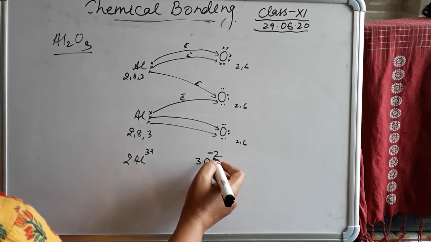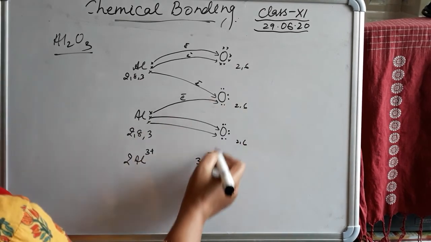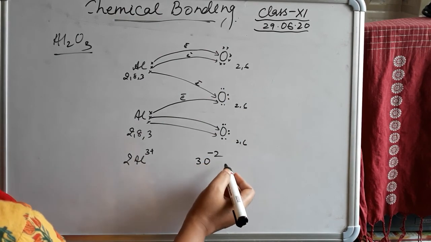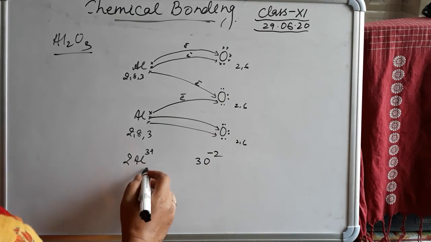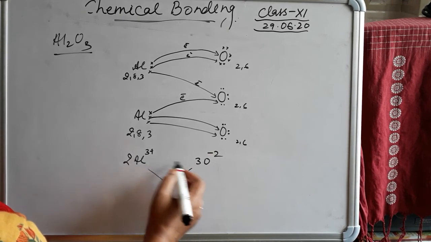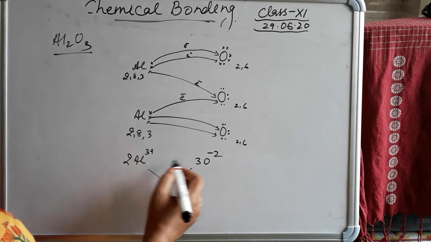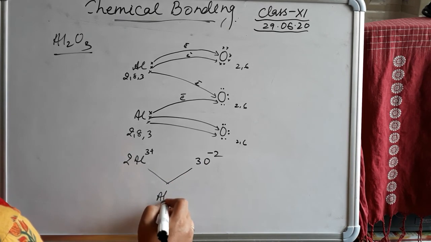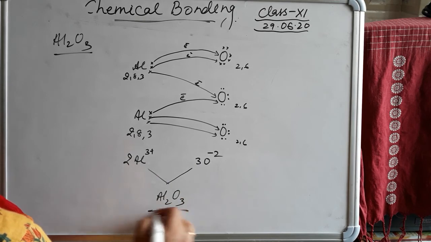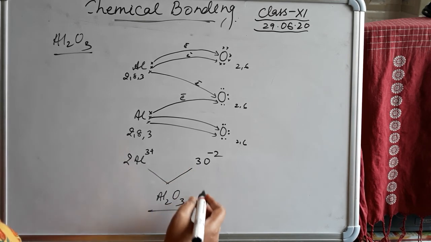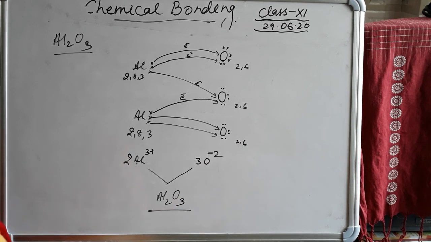Here the energy is released because it takes electrons for its stability, and after that the force of attraction between the cation and anion causes the formation of the bond, and the compound formed is aluminum oxide. And when they come together, energy is released, and this energy is known as lattice enthalpy.